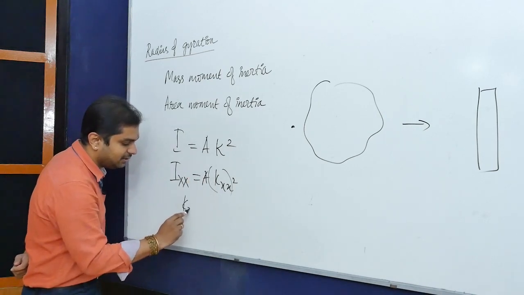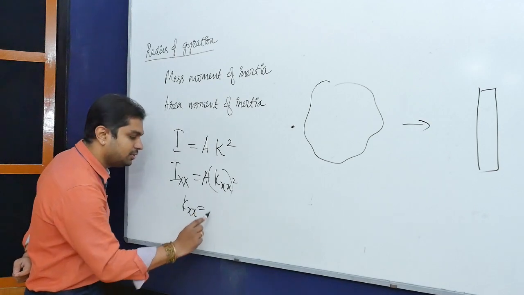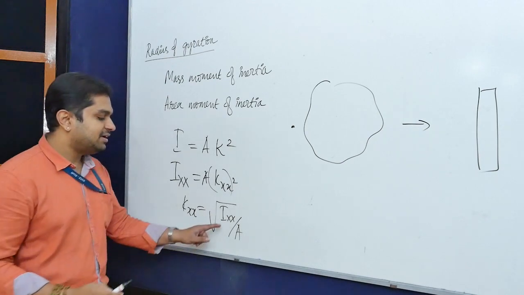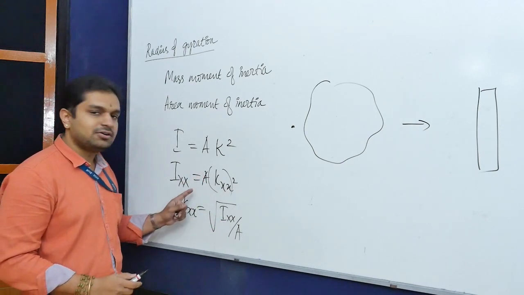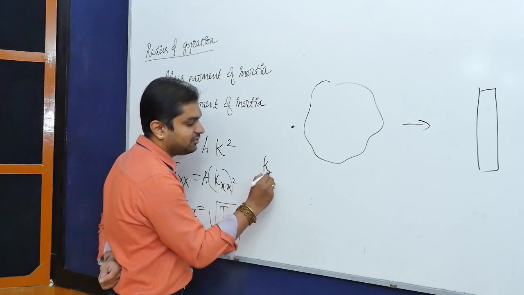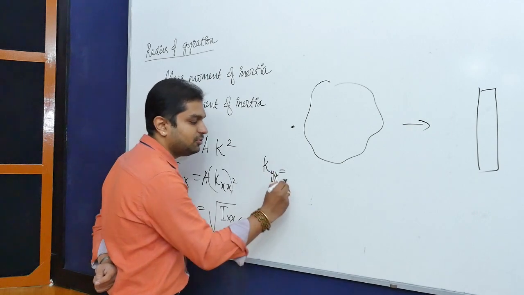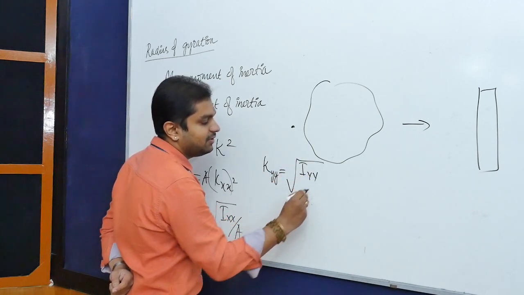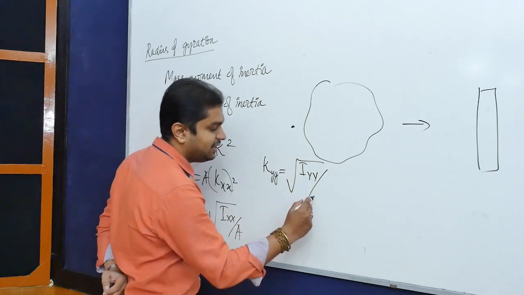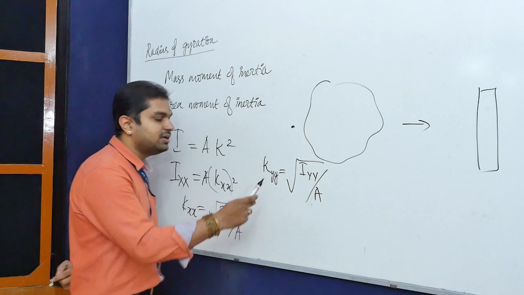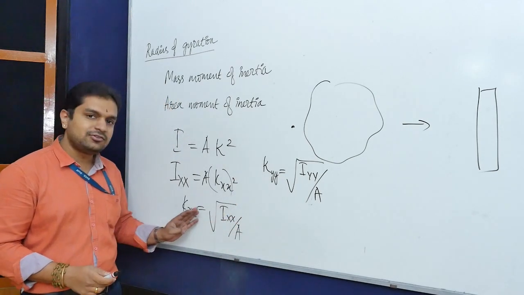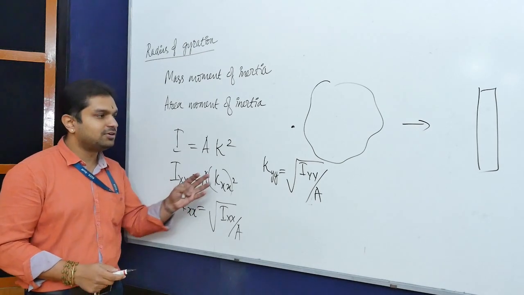So in order to obtain Kxx, it will be equal to root of Ixx by A, where Ixx is the initial moment of inertia divided by the area of the corresponding section, which will give us the radius of gyration. Similarly, if we require the radius of gyration about the yy axis, this will be equal to root of Iyy, where Iyy is the moment of inertia of the area about the yy axis, divided by the area. So here it is nothing but obtaining the root of the moment of inertia divided by the corresponding area to obtain the corresponding radius of gyration about its respective axis.